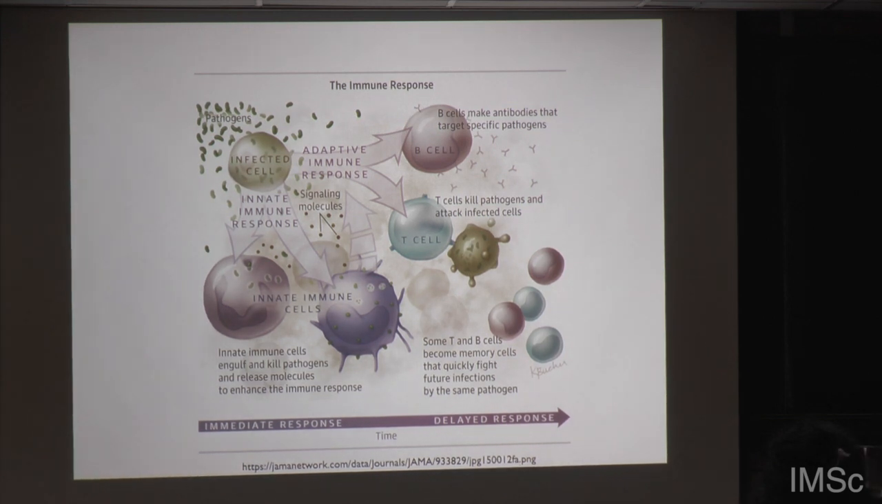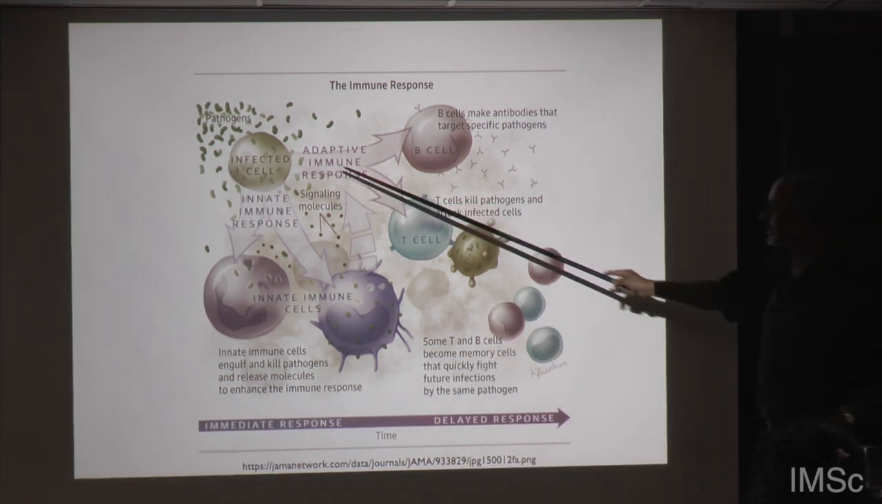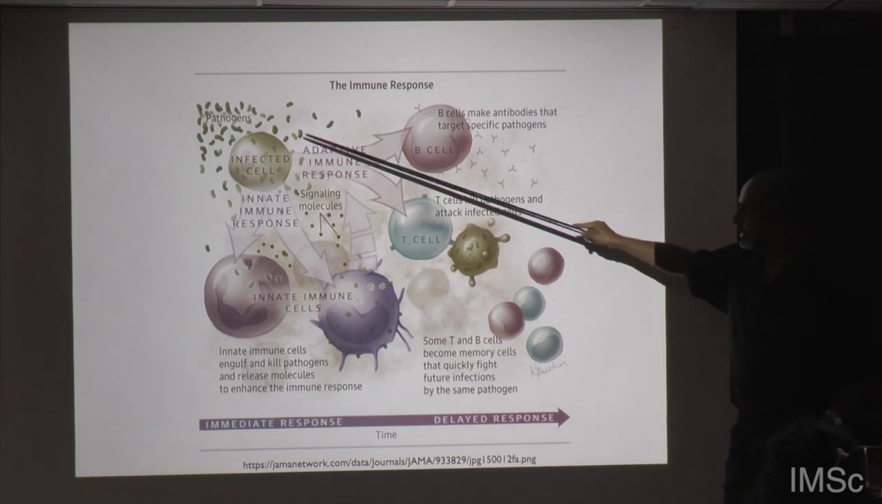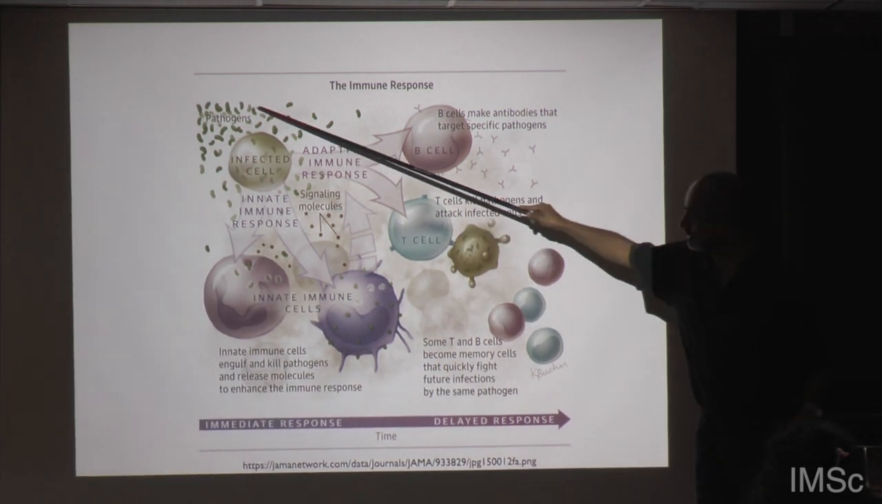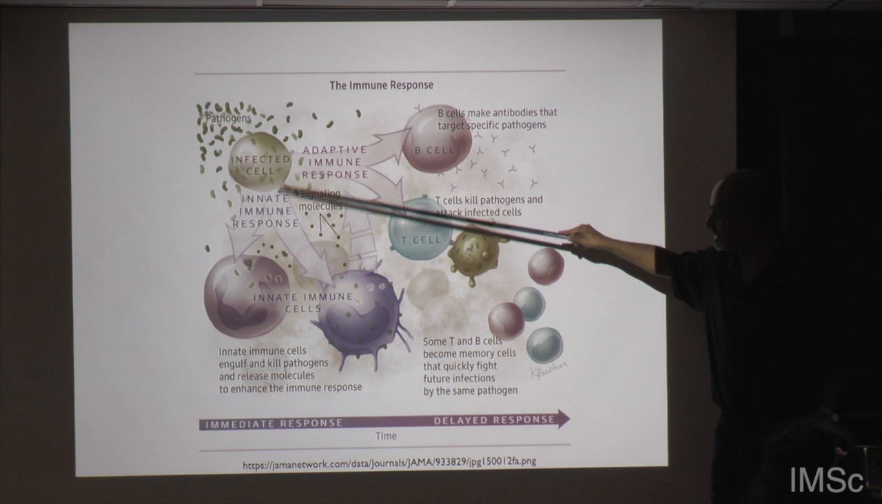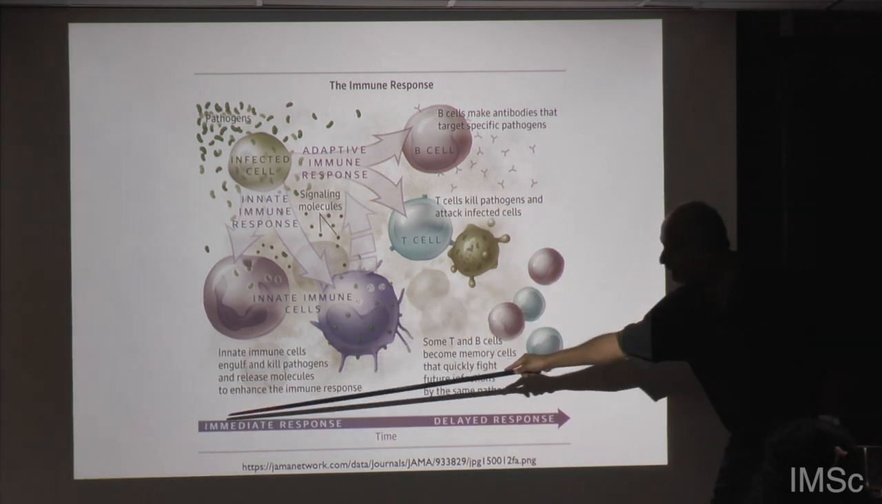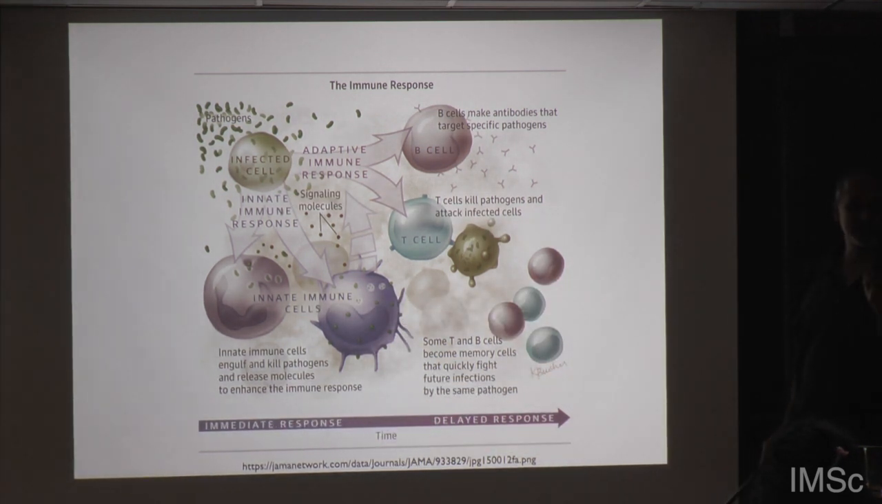So here's a quick cartoon of a cell infected with various pathogens. Once these pathogens attack the cell, or even if they're present in the bloodstream, that triggers an innate immune response. So this is an immediate response. It turns on just like this. But the learned response is delayed.